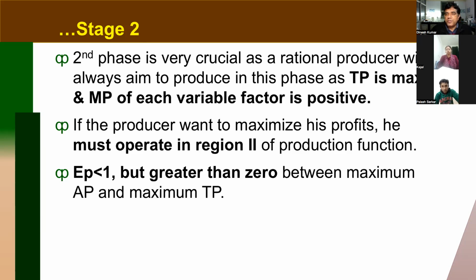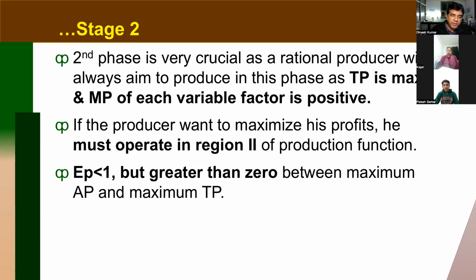The second phase is very crucial, as a rational producer will always aim to produce in this stage, as TP is maximum and MP of each variable factor is positive. If the producer wants to maximize his profits, he must operate in region 2 of the production function.